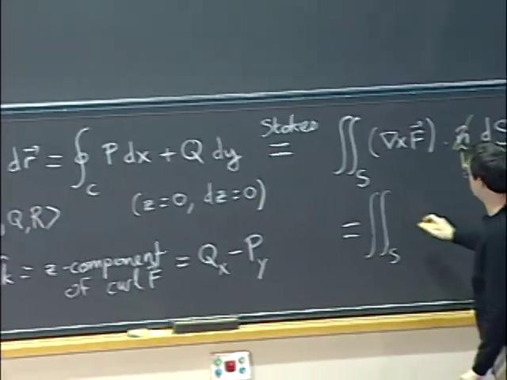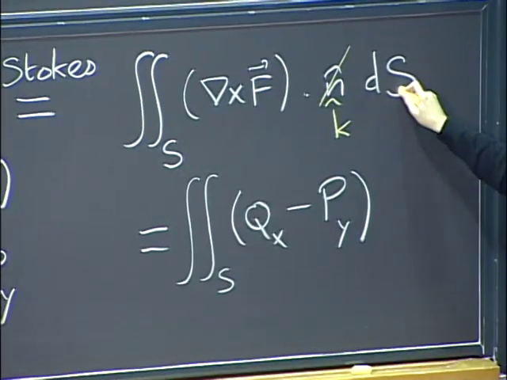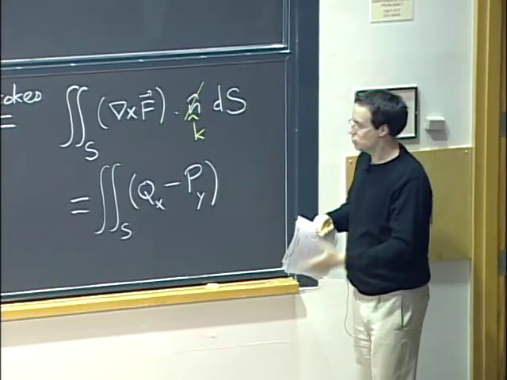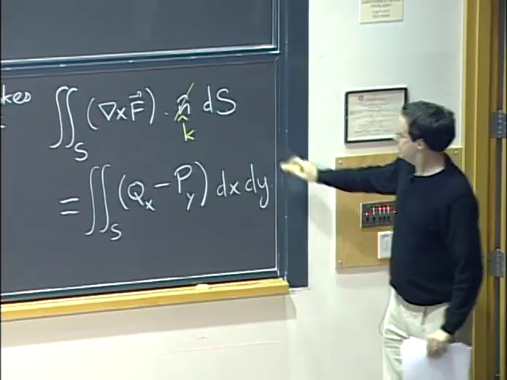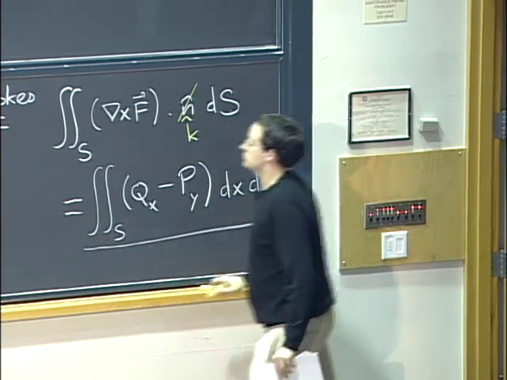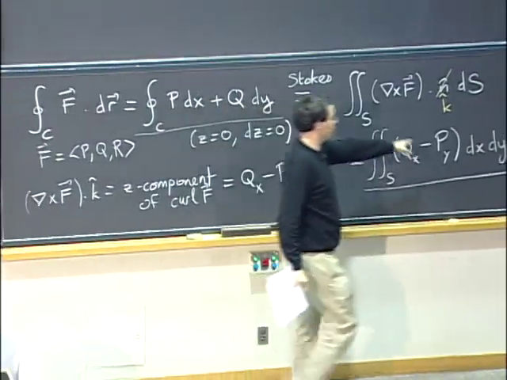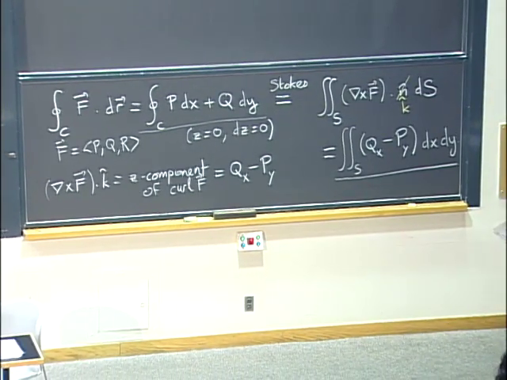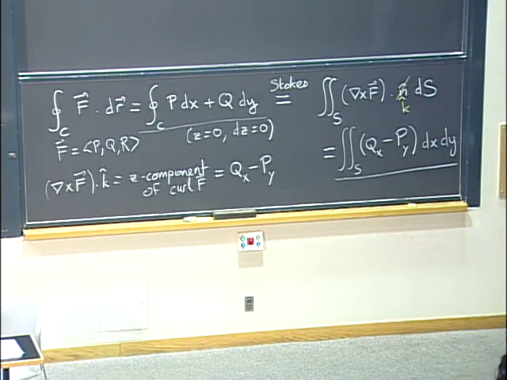Okay, so my double integral becomes the double integral of q sub x minus p sub y. What about dS? Well, I'm in a piece of the xy plane, so dS is just dx dy, or your favorite combination that does the same thing. So now see, if you look at this equality, the integral of p dx plus q dy along a closed curve equals the double integral of q_x minus p_y dx dy. That's exactly the statement of Green's theorem. Except at that time we called things m and n, but really that shouldn't matter.